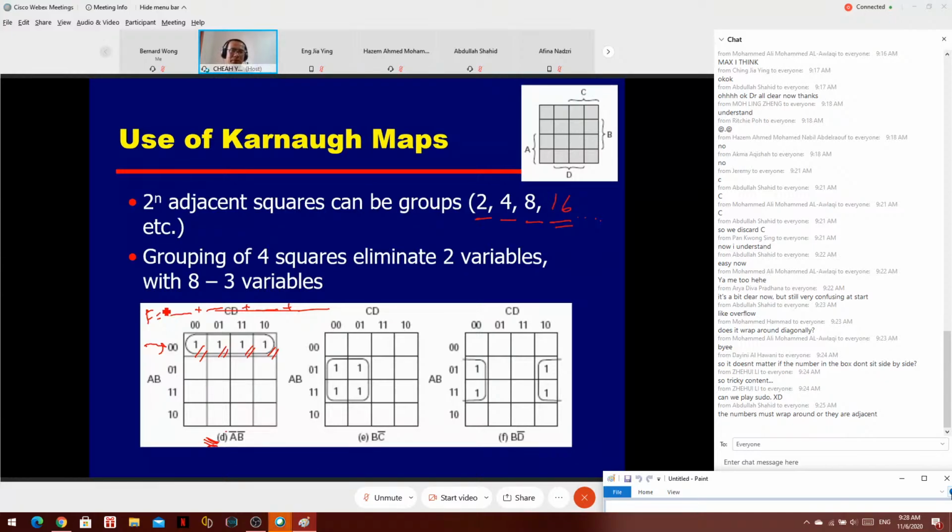So from these 4 terms, if you can have 4 variables side by side, you can simplify it to just this one term. Beautiful or not? Powerful or not? So that's Karnaugh maps. The numbers must wrap around or be adjacent. Yes, correct. Okay, so that is one example. Now this is another example here.